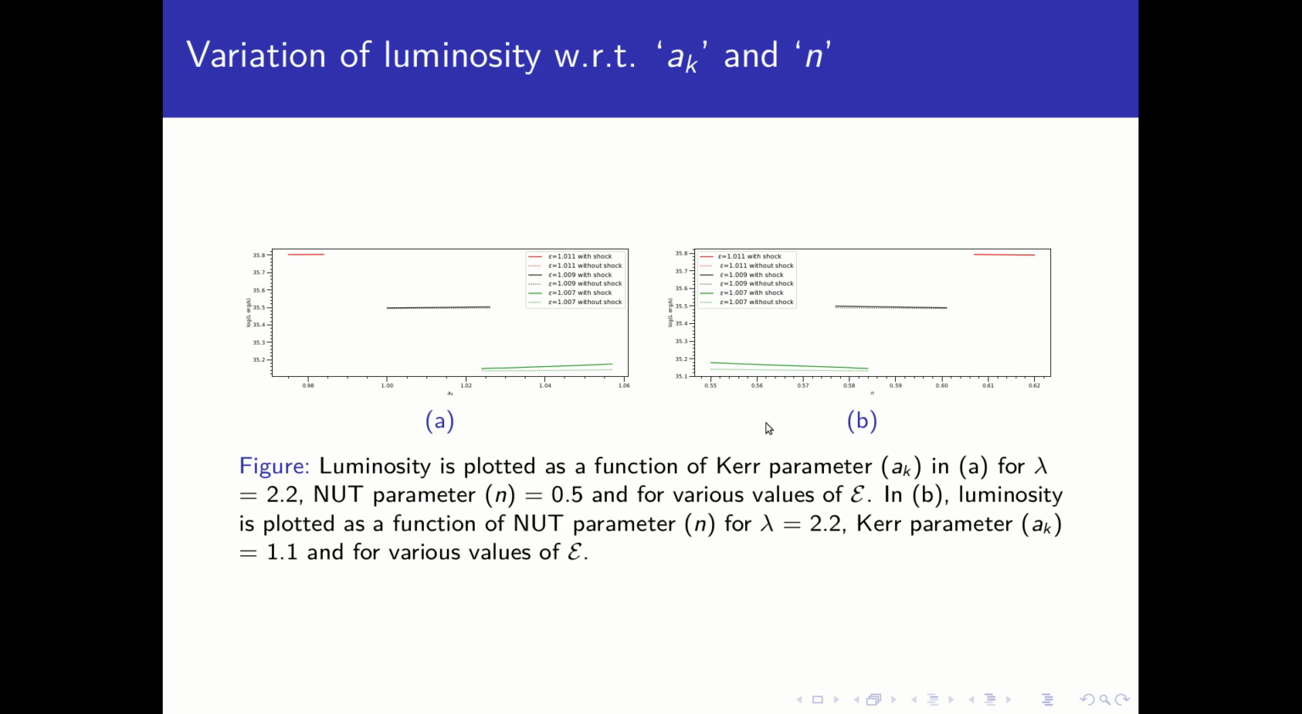So we conclude that the Kerr parameter and Nernst parameter behave in the opposite manner in the accretion flow, and it also affects the shock location as well as the luminosity.